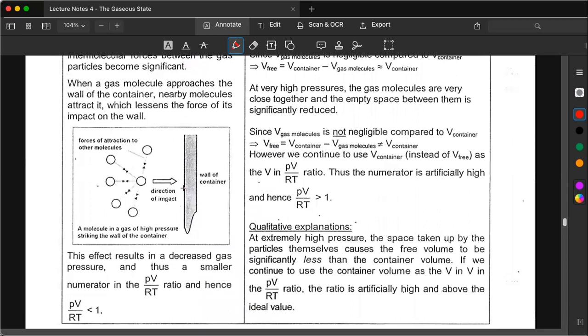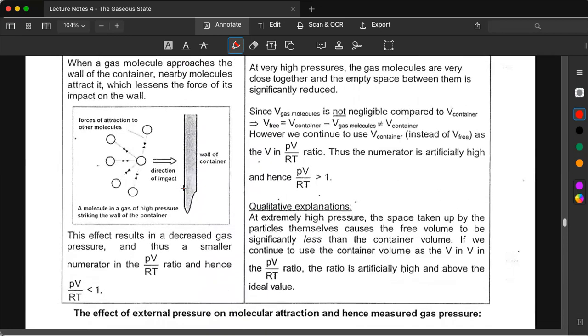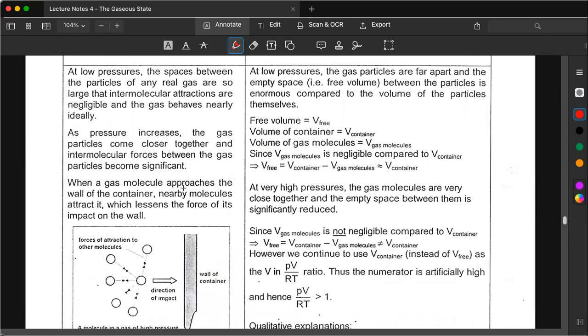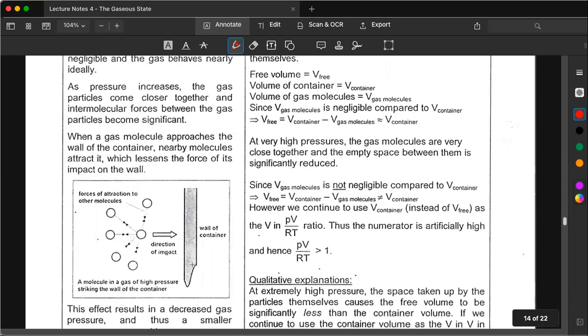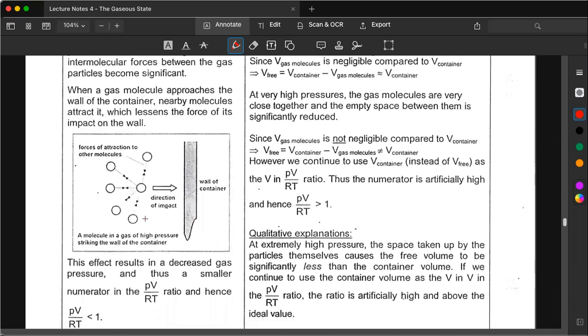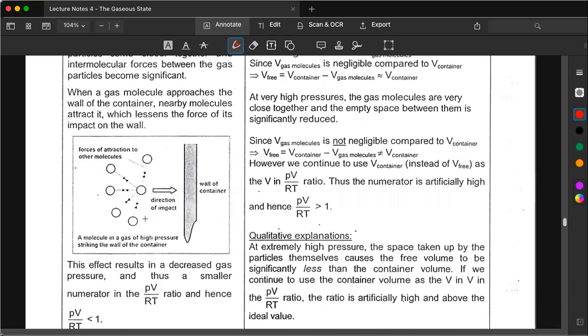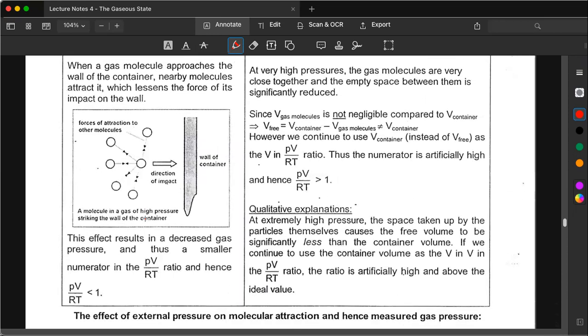So the effect results in a decreased gas pressure, and thus a smaller numerical value in the PV over RT ratio. Hence, that is how the PV over RT drops to below 1. Okay, so the impact on the wall decreases because of attraction from nearby molecules.